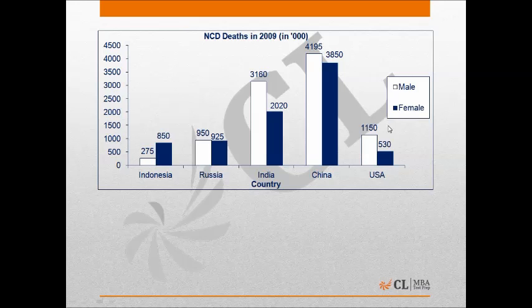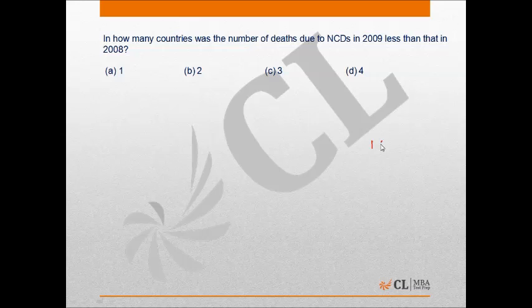If we have a look at graphs for Indonesia in 2008 and 2009, it becomes apparent just by having a look at figures that the total number of deaths due to NCDs in 2009 in Indonesia was less than that in 2008. So we have got one country. Now coming to Russia, it becomes quite obvious from the figures given in the two graphs that the total number of deaths due to NCDs in Russia in 2009 was more than that in 2008.